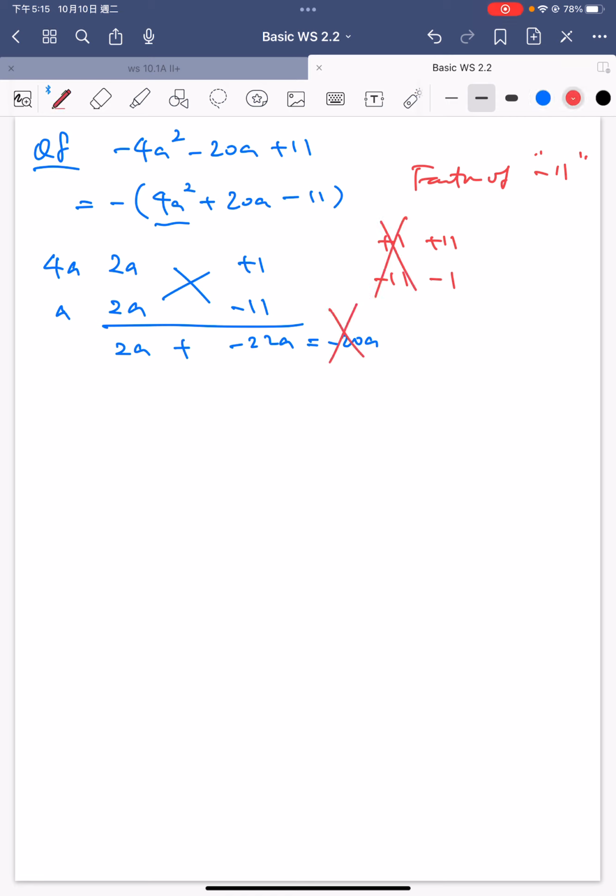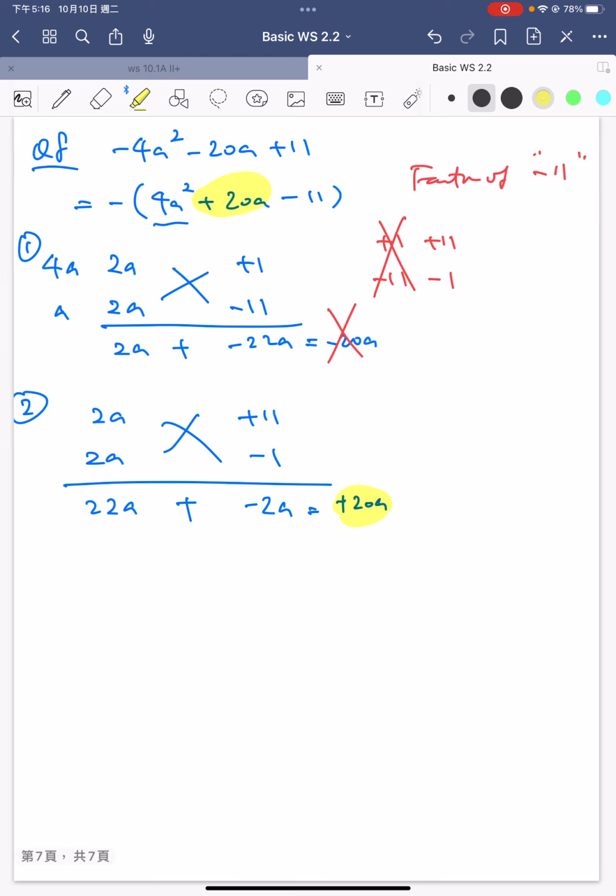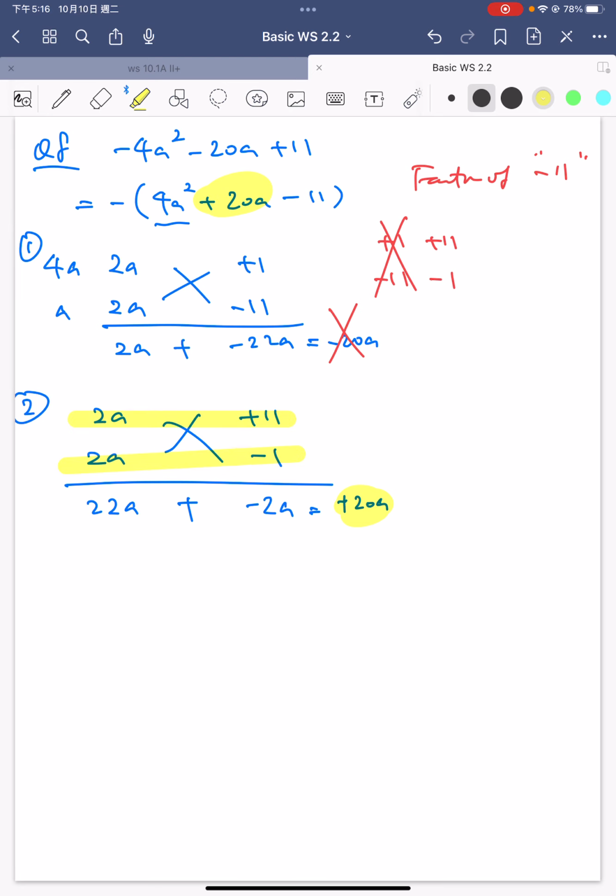So let's try the others. So this is our first trial. For the second trial, we have our 2a times 2a, and the factors will be positive 11, negative 1. So 2a times negative 1 will give you negative 2a. 11 times 2a gives you 22a. You plus them together will give you positive 20a. That's the same as the middle one, isn't it? So our factor is going to be 2a plus 11, 2a minus 1.